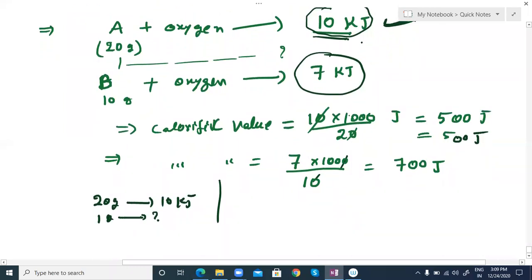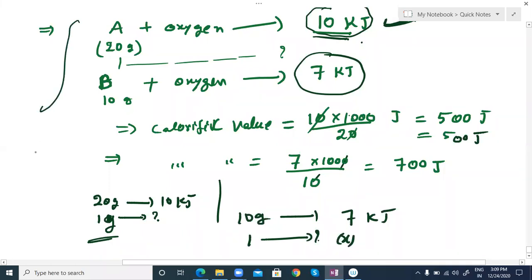Okay, for 1 gram how much? Our target is 1 gram, sir. 10 grams gives 7 kilojoules of energy, then how much will we get for 1 gram? Whichever gives more value has more calorific value. That is the last part, the calorific part I discussed. Per gram you have to calculate which one has more energy per gram; that has more calorific value. That is all I explained regarding calorific value.